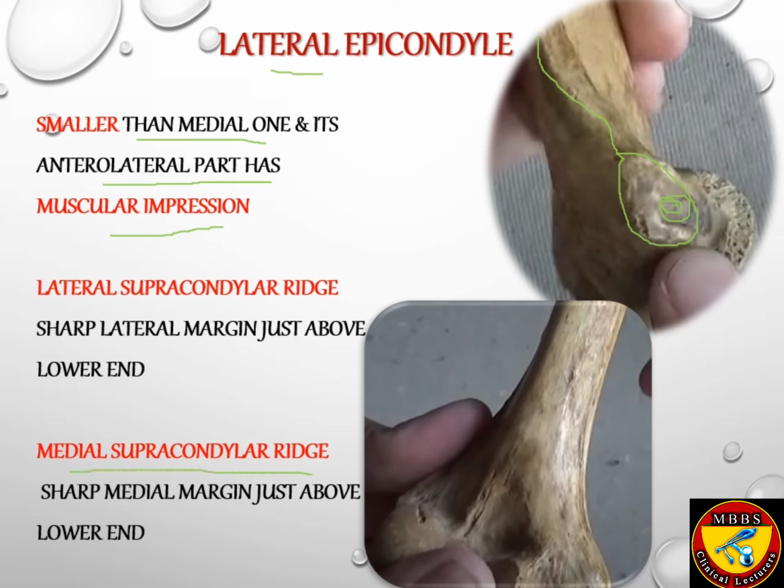Medial supracondylar ridge is a sharp medial margin just above the lower end, and the lateral. This is the lateral supracondylar ridge above the lateral epicondyle, and this is the medial supracondylar ridge above the medial epicondyle.